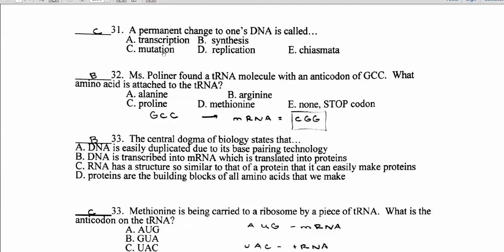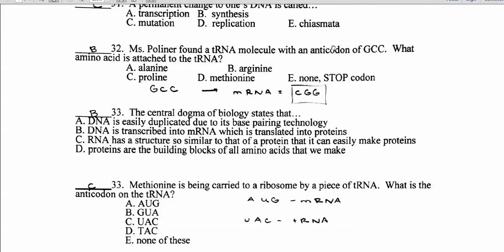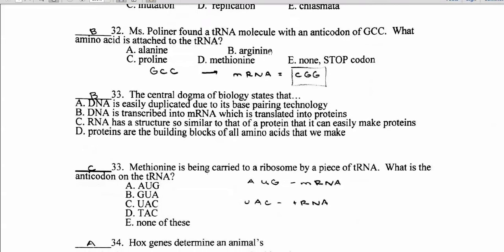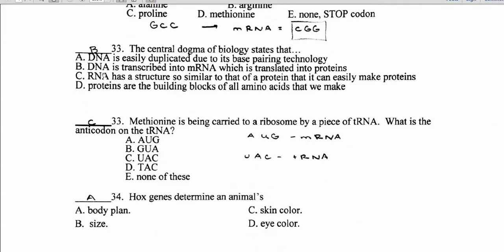31, permanent change, that's mutation. Here, this one's kind of funky, guys. So my anticodon is GCC. Okay, remember the table that I gave you, you need to use your mRNA codon. So therefore, I need to look at what is complementary to this. So for the mRNA, it would be CGG. Okay, so don't use the anticodon to find this. You need to first find the mRNA, which would be CGG, and therefore the amino acid would be arginine. Okay, central dogma, B, DNA to mRNA to protein.